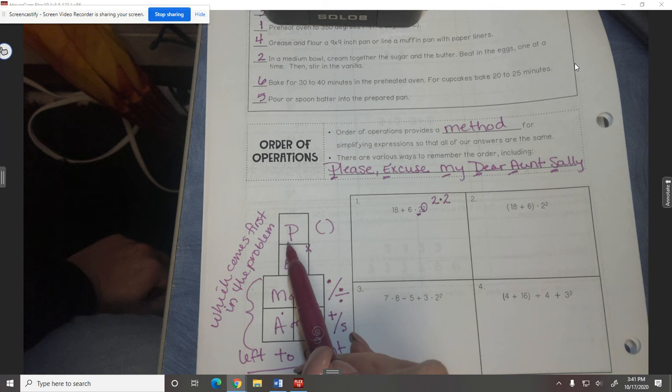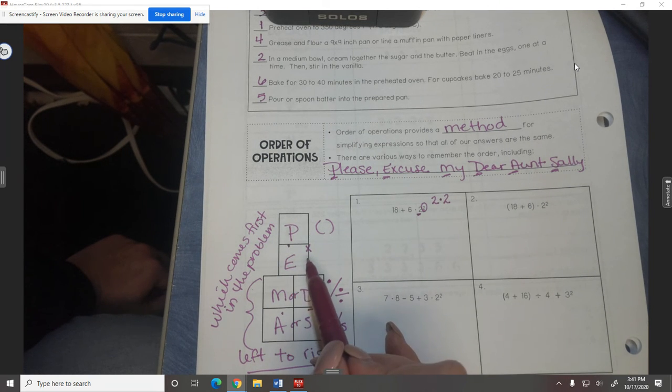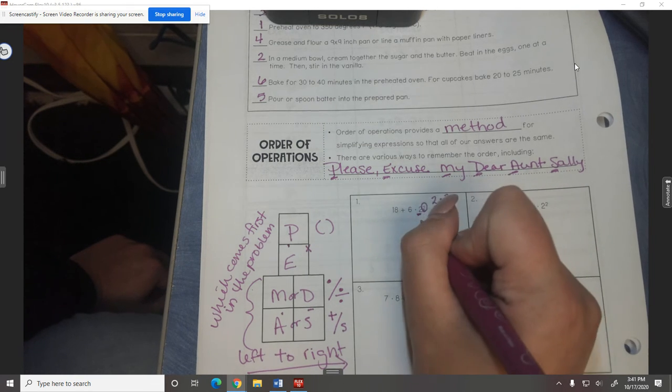So we check and we see if we have parentheses. Do we have any parentheses here? No. So then we move to exponents. Do we have an exponent? Yes, 2 squared. And so we know that 2 squared equals 4.